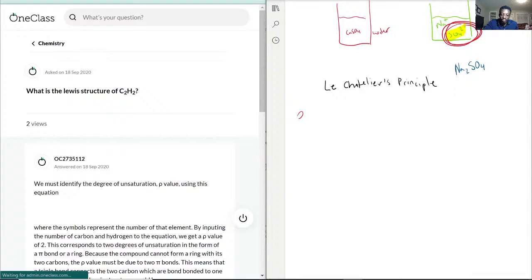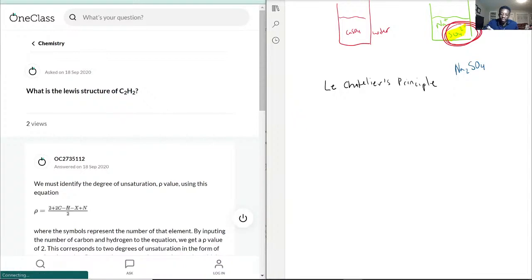Hey, whoops. I like to start off with black just to be able to write it out. What is the Lewis structure of C2H2?